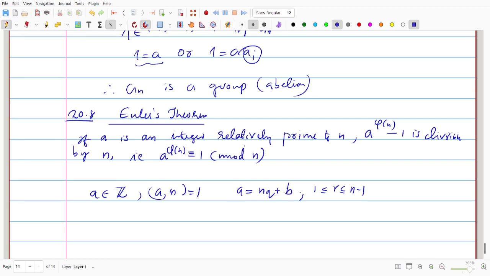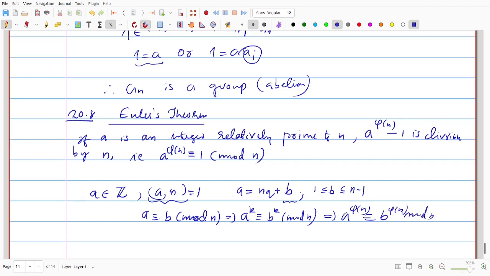Then that b is an element between 1 and n minus 1. Obviously, corresponding to every a satisfying this, there exists a b satisfying this condition, and we can say that a is congruent to b mod n. Obviously, a raised to any k is congruent to b raised to k mod n. That is, a raised to phi of n is congruent to b raised to phi of n mod n. So it is enough to prove that b raised to phi of n is congruent to 1 mod n.